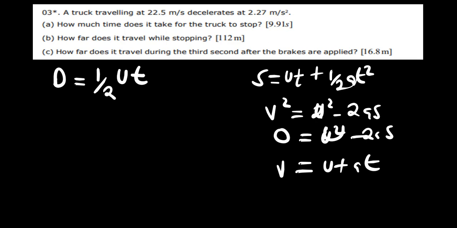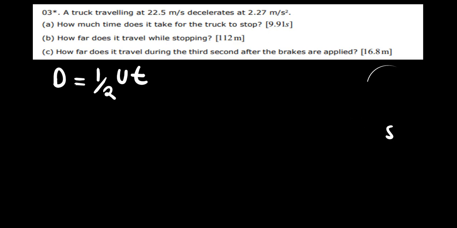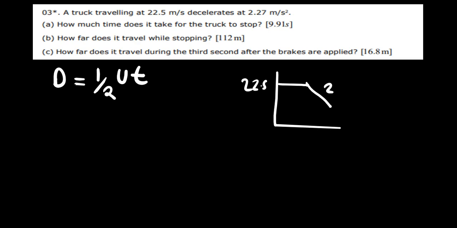So all these formulas won't work. So what are you going to do? Visualize what you're going to have. You know that this truck was moving. It started at around 22.5, so it was traveling at this speed. Then it decelerated with a deceleration of 2.27. So now you're able to see that it will make something like a triangle.